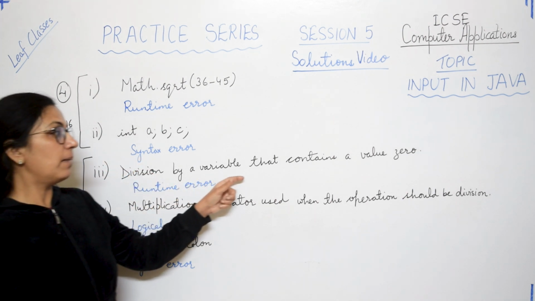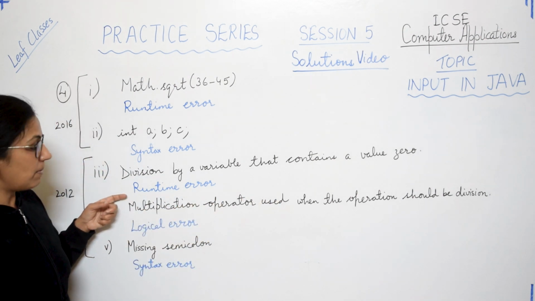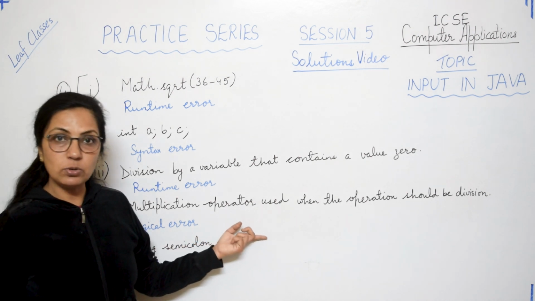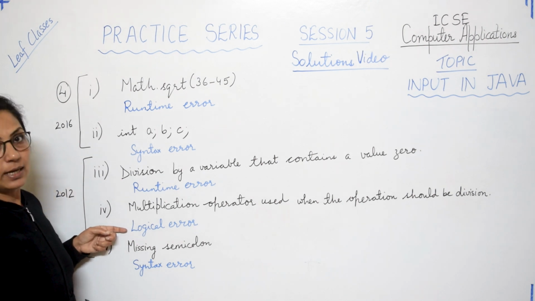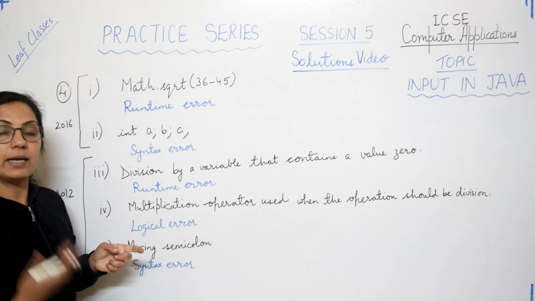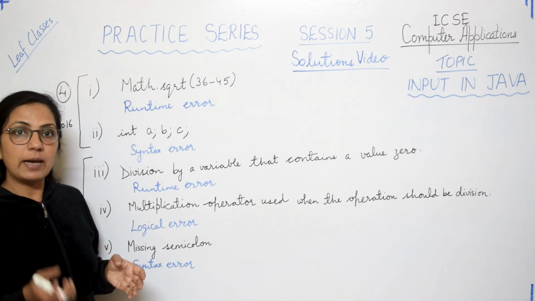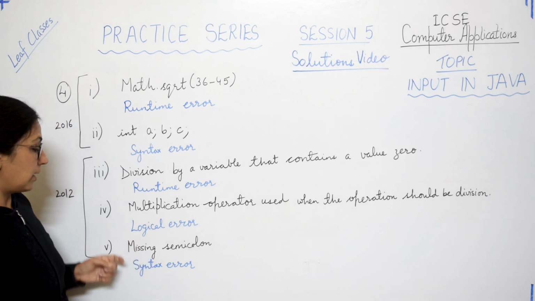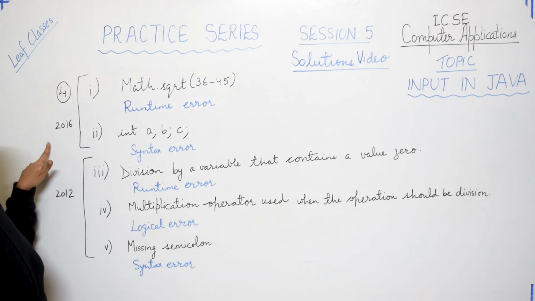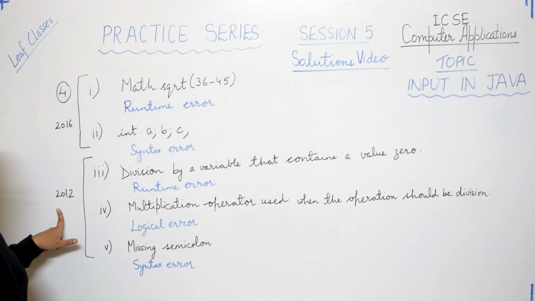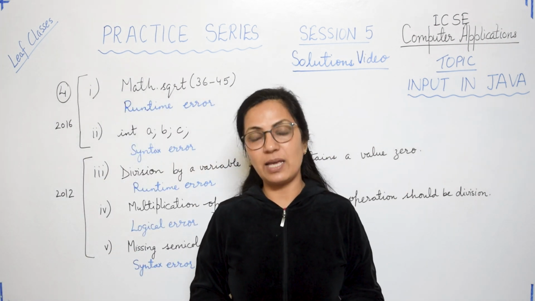Then division by a variable that contains the value 0. Division by 0 is not allowed. So that is a runtime error. And the multiplication operator is used where it has to be a division operation, right? So logically that is wrong. When we are writing the program, we have used the multiplication operator whereas we were supposed to write the division. So that is logical. Then a missing semicolon is again a syntax error. Here the first 2 questions are taken from year 2016 and the remaining 3 are taken from year 2012. I hope it is very simple, and please refer to the video in case of any doubt.